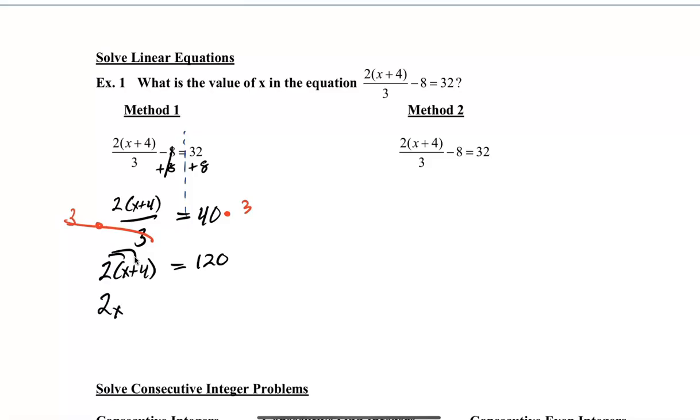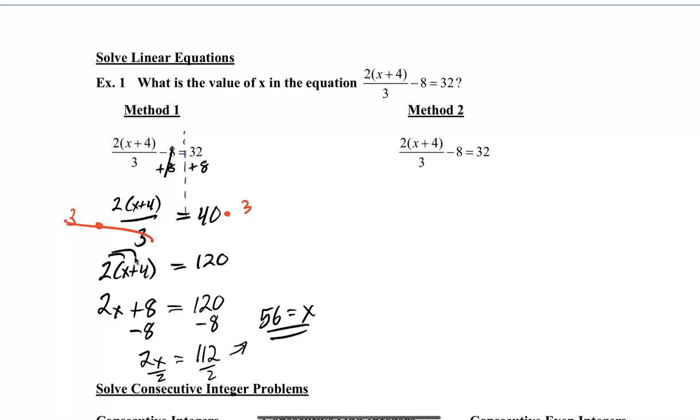So 2x plus 8 equals 120. And then from here it's just a normal two-step equation. Eliminate that 8 from both sides. 2x equals 112. Divide by 2. I'm going to get 56 equals x.